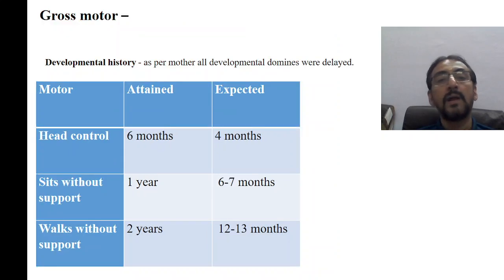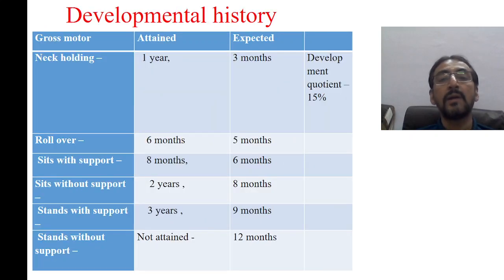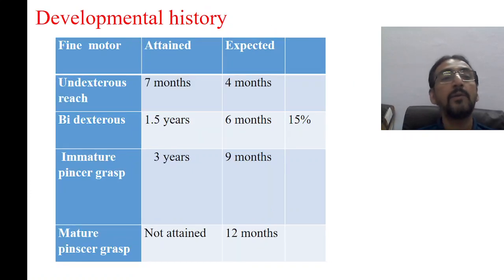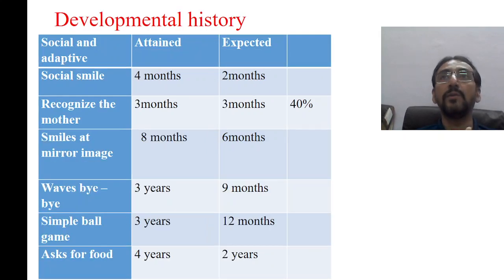Okay, so now what you have to do is take the average of all these things. Now you can identify domain wise. Suppose there is a DQ of 15% or 40% in gross motor, and a DQ of about 30% in fine motor, or 20% in language. But in social, there is no delay. Okay, social, it is normal for the age. So that means the social domain is not affected. Only the other 3 are affected.